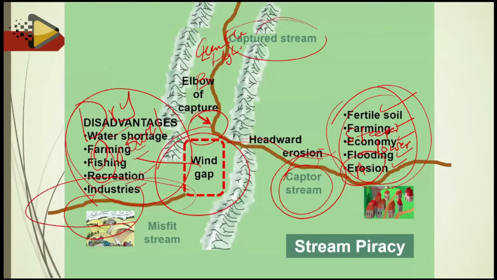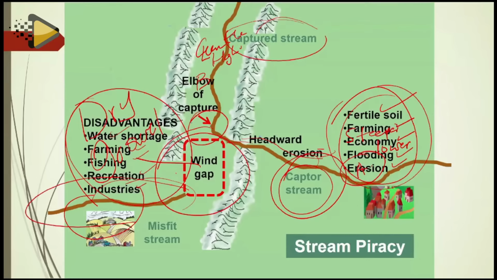Then what will happen to the other stream? There is going to be less energy. If there is less energy, there's going to be more deposition. The river is also going to be smaller than the valley that it is flowing through. The river becomes smaller than the valley that it is flowing through. So those will be the challenges that this river is going to experience.